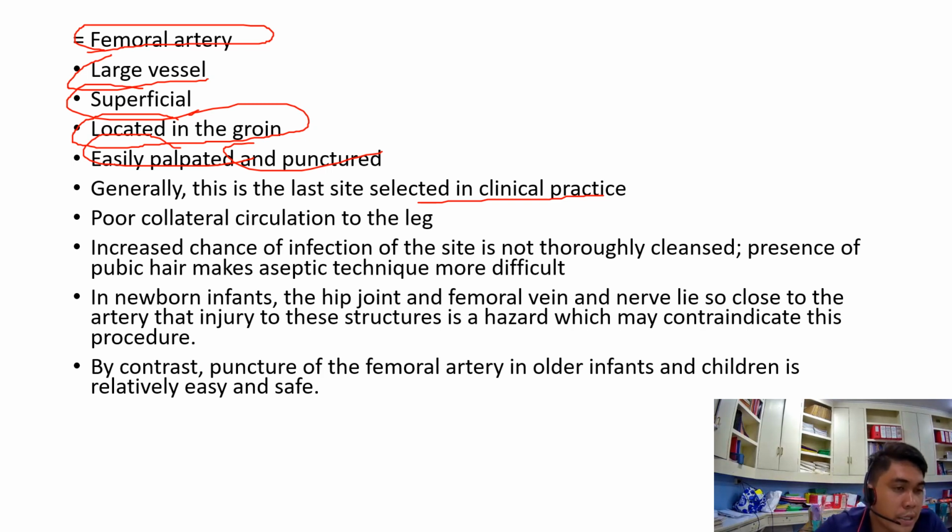Next, there is an increased chance of infection at the site if it is not thoroughly cleansed, and the presence of pubic hair makes aseptic technique more difficult. In newborn infants, the hip joint and femoral vein and nerve lie so close to the artery that injury to these structures is a hazard which may contraindicate this procedure. So for newborns, it's not good to use the femoral artery as the collection site for arterial blood collection. That can cause damage to the femoral vein and the nerve. There's a possibility you may hit the nerve. By contrast, puncture of the femoral artery in older infants and children is relatively easy and safe.